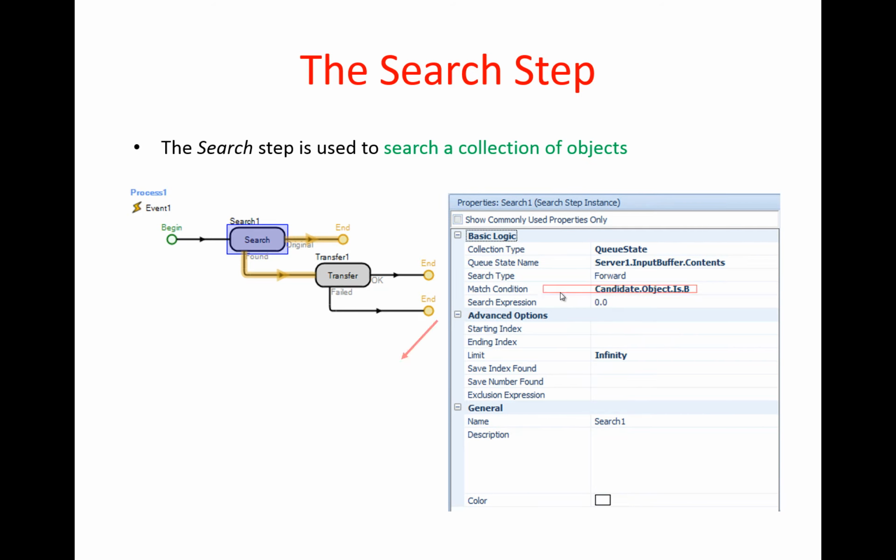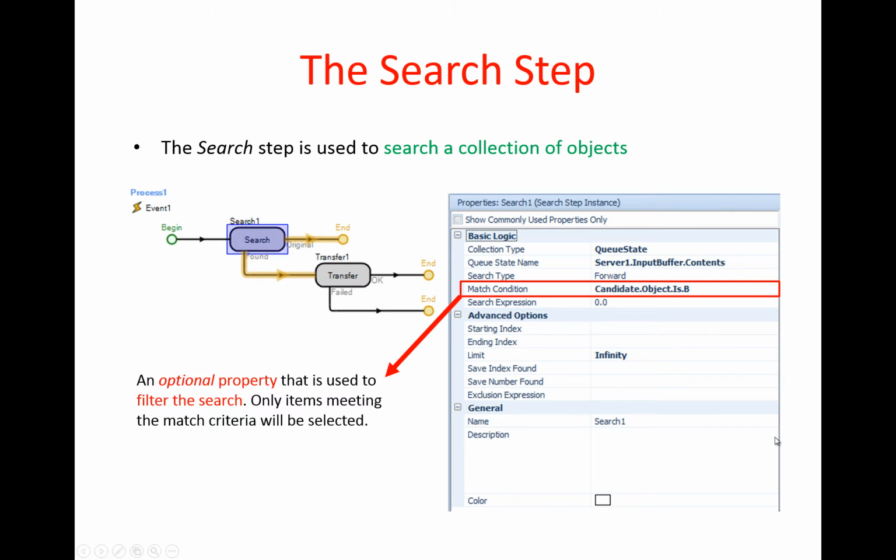The match condition, on the other hand, is an optional property that is used to filter the search. So we have both type A's and type B's in our queue, but we're only interested in the objects that are of type B. So from all of the candidate objects that are in our queue, we only want to do additional processing on type B entities. So only the entities that meet this criterion will be selected.